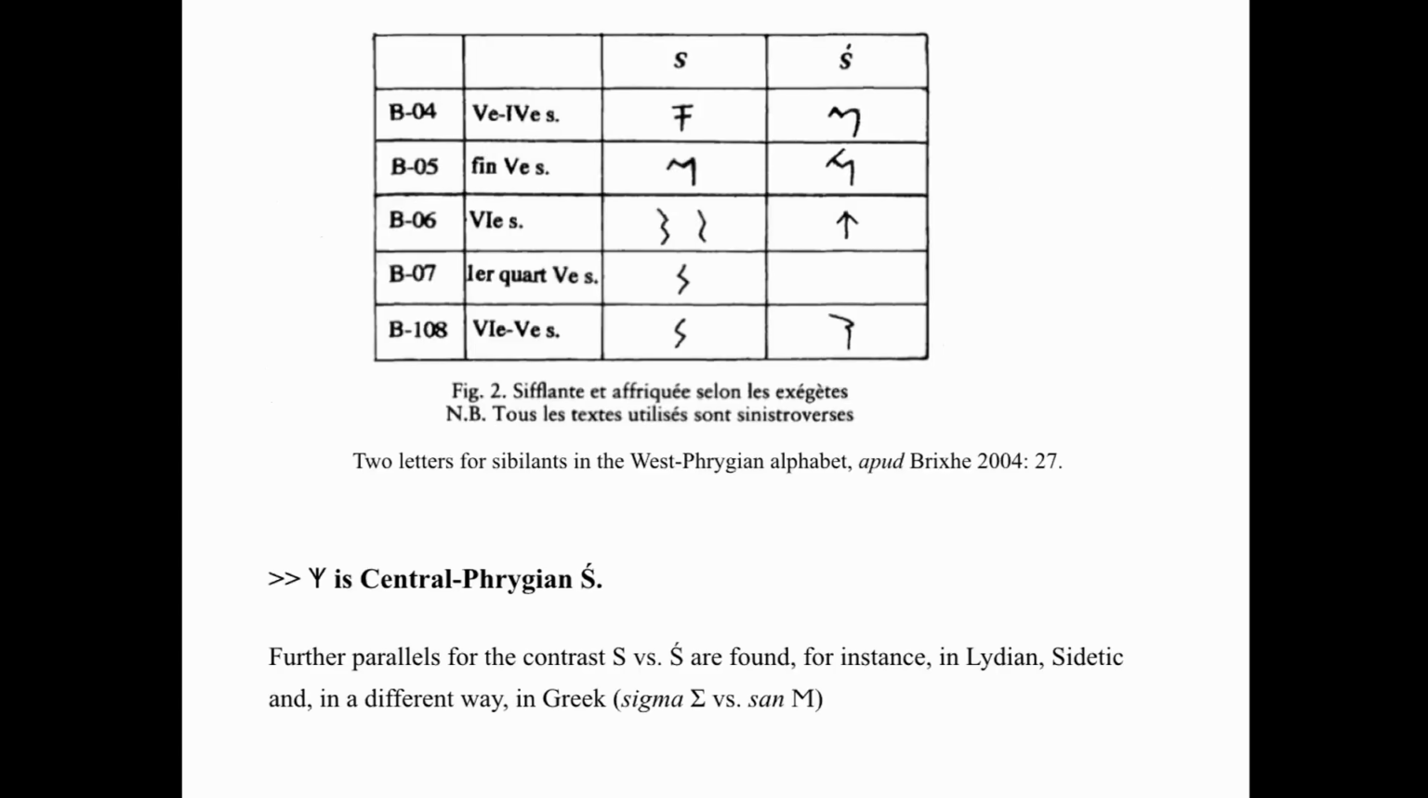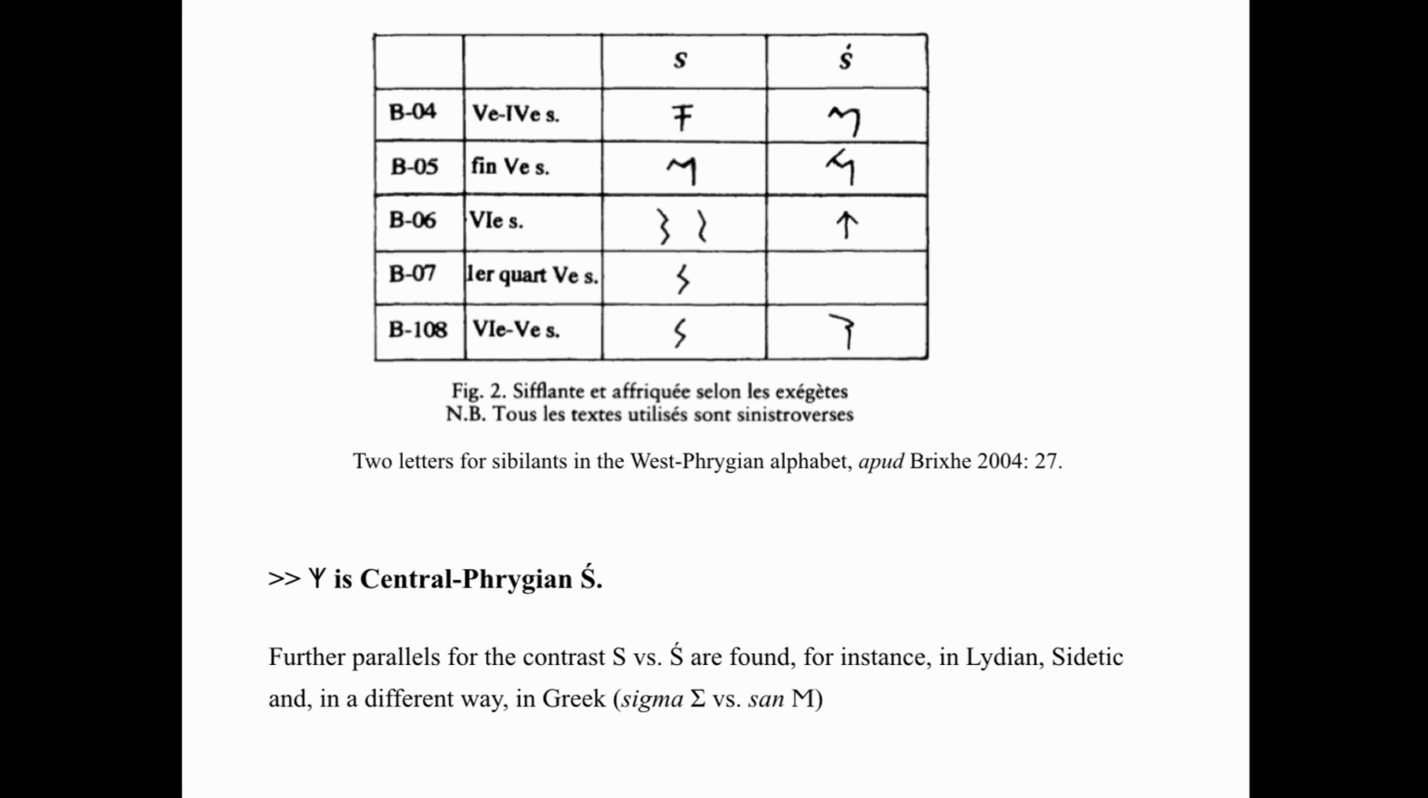However, probably an even more important argument comes from the situation which we have in the West Phrygian alphabet. In the West Phrygian alphabet, we have two letters for slightly different sibilants, which are quite conventionally rendered by S and S with a small dot on top of it. The exact distinction is not quite clear, but the fact remains: the West Phrygian alphabet uses two of them.